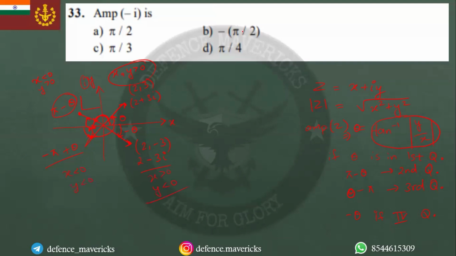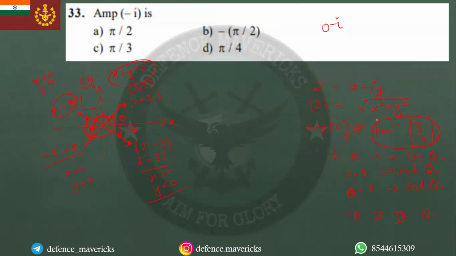Now let's look at this question. This is minus i. Minus i means 0 minus i. So x is 0, y is negative. Now see, if x is 0 and y is negative, so which quadrant should we take? We should take the third quadrant.